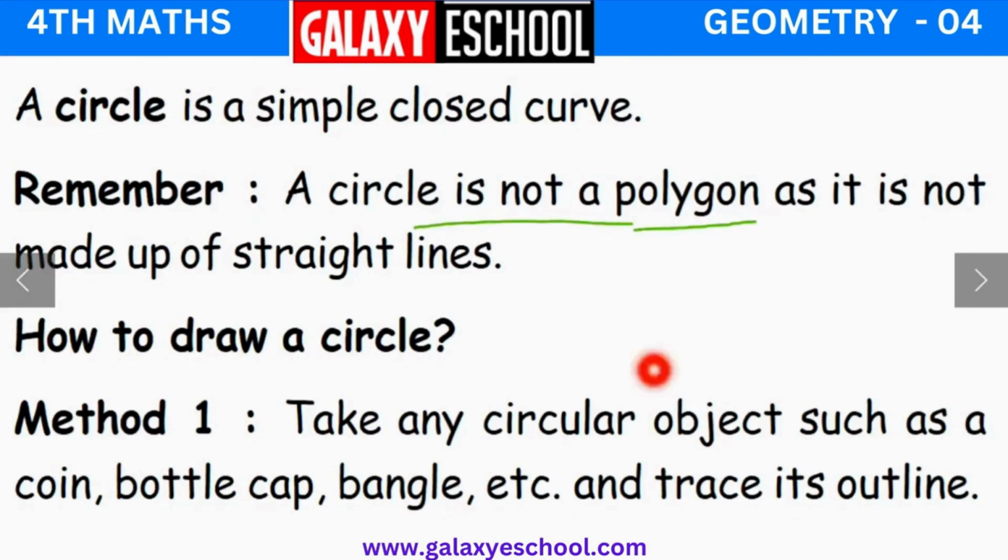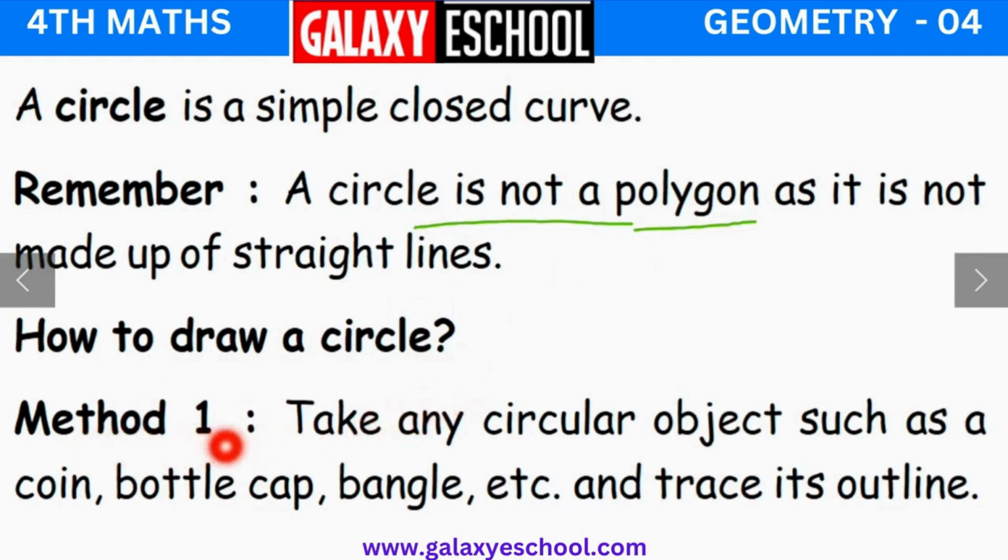I hope this is clear, children. A circle is not a polygon. Why? Because it is not made up of straight lines. Though it is a simple closed curve, as it is not made up of straight lines, it is not a polygon. Now how to draw a circle? What are the different ways that we can draw a circle?